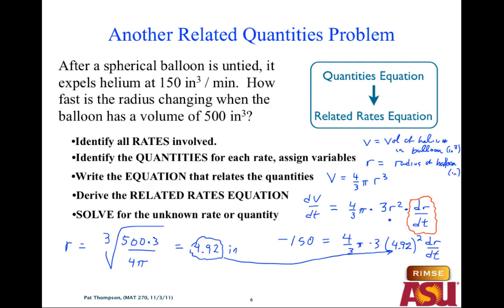So what's dr/dt? It's going to be negative 150 times 3 divided by 4 pi. Well, those 3's go away, right? So negative 150 divided by 4 pi, divided by our radius squared. And anybody got that? So dr/dt then is negative 150 over 4 pi times 4.92 squared.